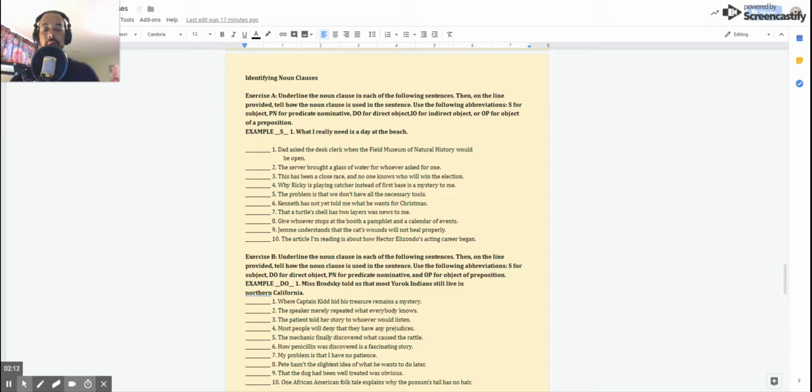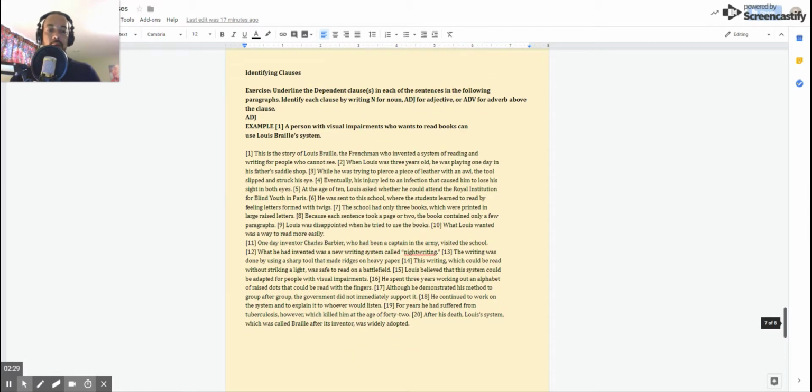So again, noun clauses, a clause that can be used in any way that a noun can be used. So subjects, predicate nouns, direct objects, indirect objects, object of preposition. We have example of all of those in here. So we're trying to find those in these sentences.